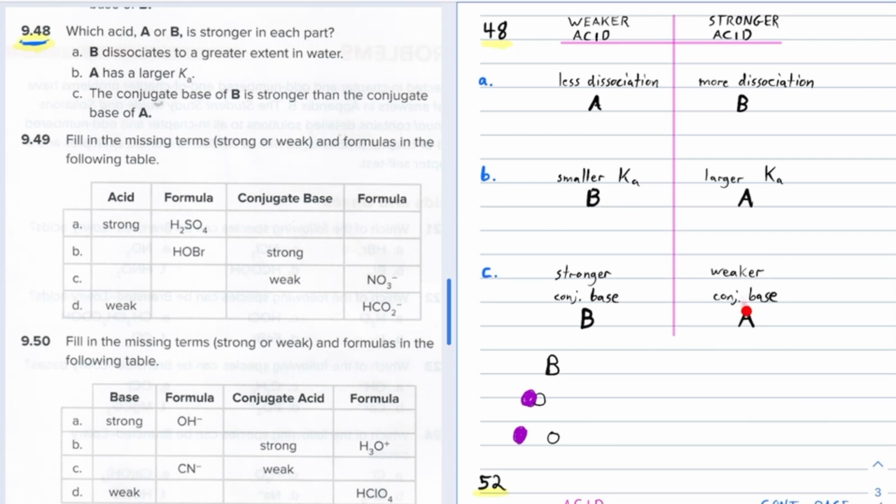A would have the weaker conjugate base. That means A would rather be dissociated more than B would. So A would be the stronger acid. Hopefully that makes sense.